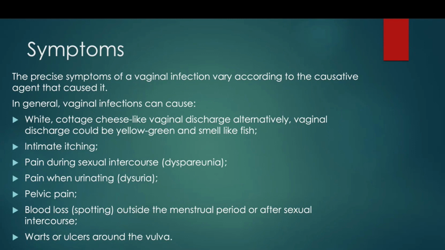We have many types of symptoms. In fact, it's very important for us to understand what type of infection it is to make a correct treatment. In general, vaginal infection can cause white, cottage cheese-like vaginal discharge. Alternatively, vaginal discharge could be yellow or green and smell like fish. Other symptoms are intimate itching, pain, pain during sex, pain after sex, pain during urination, and pelvic pain in general.